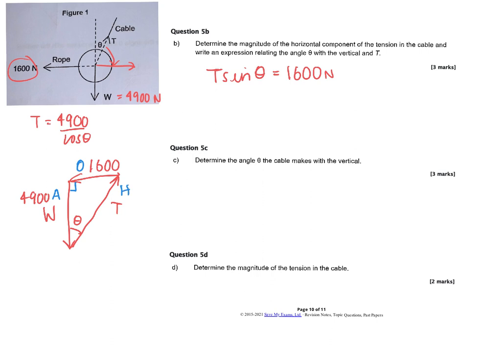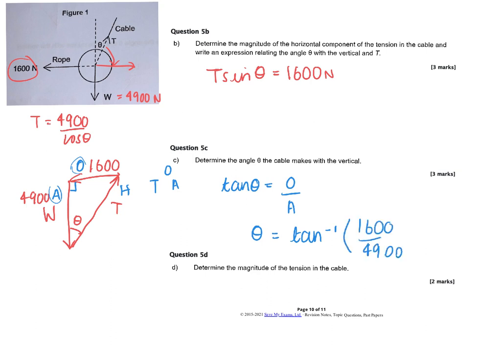We want nothing to do with the hypotenuse, we just want to use O and A, which is tan. So the tan of the angle is equal to the opposite divided by the adjacent. So to work out our angle, we do the tan minus 1 of 1,600 divided by 4,900, and you get 18-ish degrees.